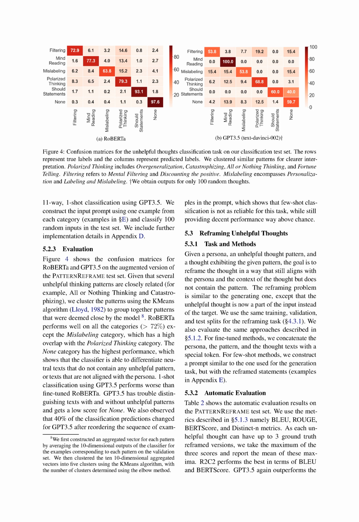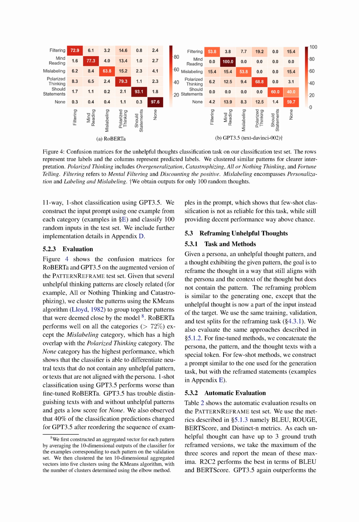RoBERTa performs well on all categories, except for the mislabeling category, which overlaps significantly with the polarized thinking category. The none category performs the best, indicating that the classifier can differentiate neutral texts that don't contain an unhelpful pattern or texts that don't align with the persona. One-shot classification using GPT 3.5 doesn't perform as well as fine-tuned RoBERTa. GPT 3.5 struggles to distinguish texts with and without unhelpful patterns and scores low for none.